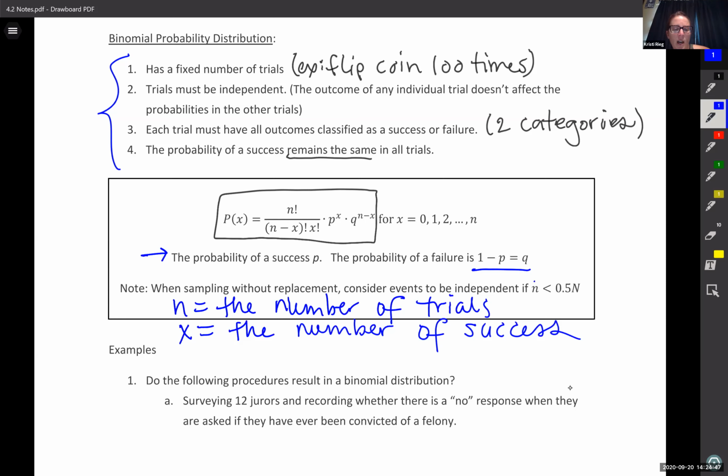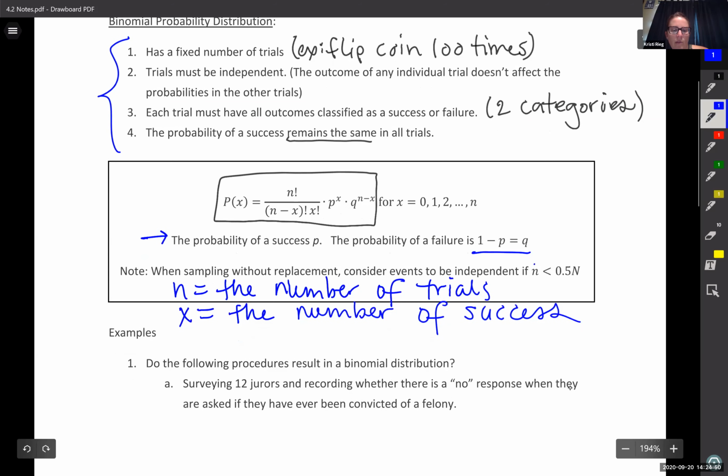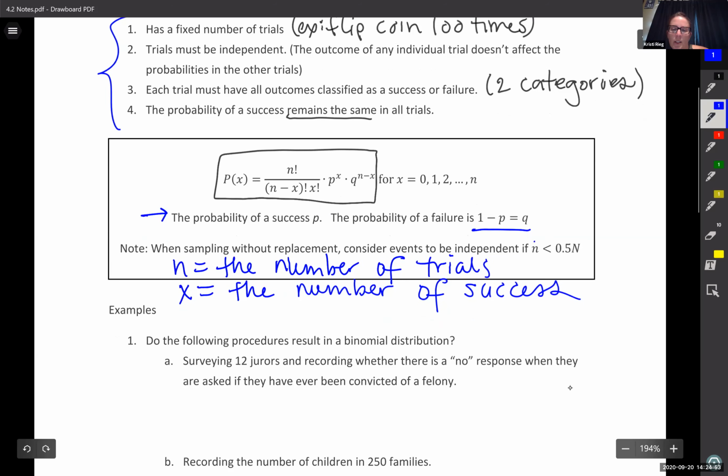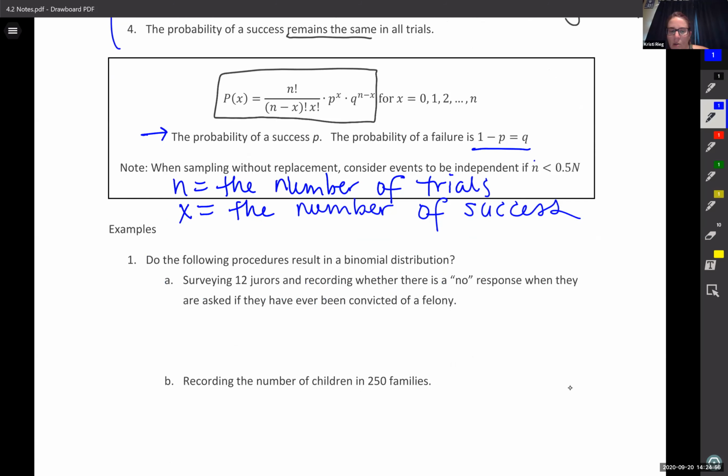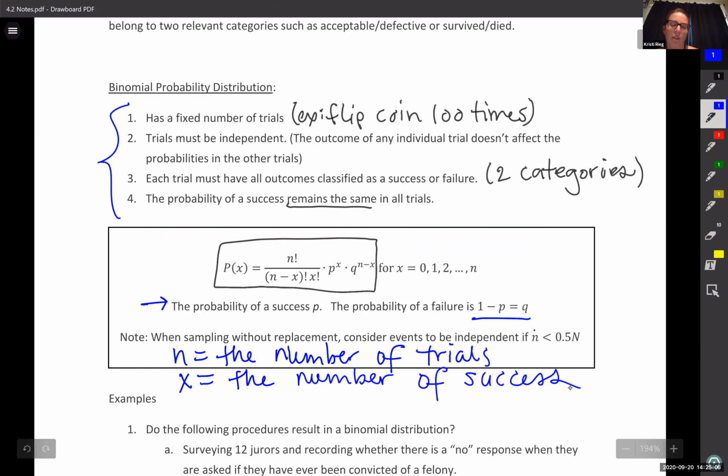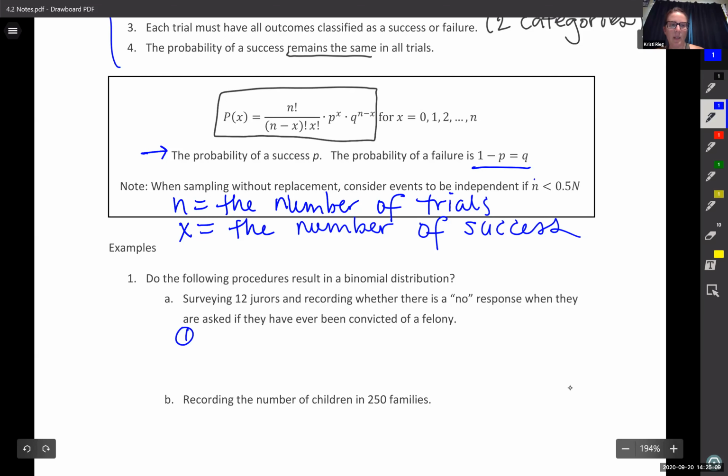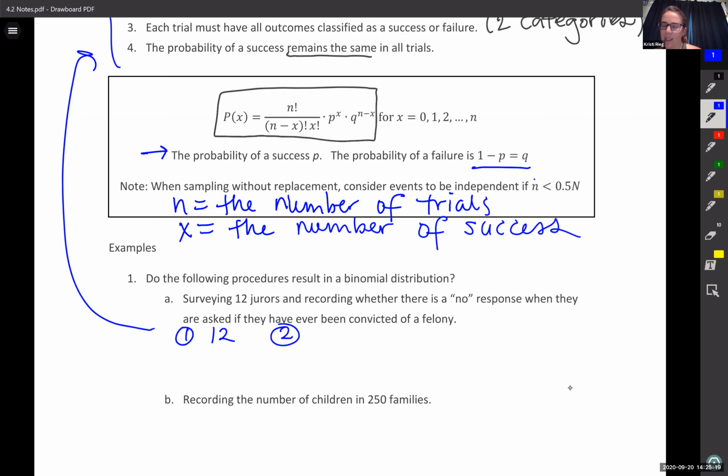So the first question says, surveying 12 jurors and recording whether they answer yes or no when asked if they've been convicted of a felony. Let's go down the list and see if this is a binomial distribution. Are there a fixed number of trials? I'll write it out. For one, there's 12 jurors, so there's a fixed number of trials. Two, the trials must be independent. That is yes, because each person answers for themselves.